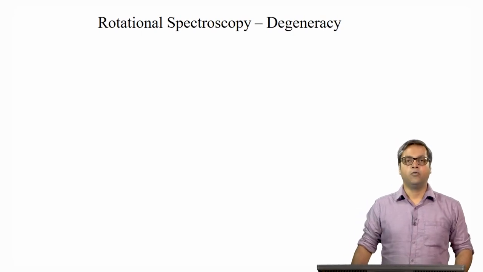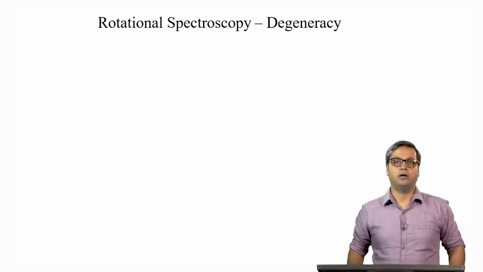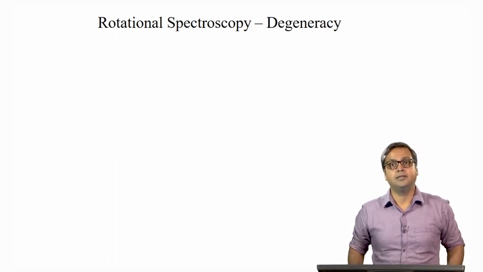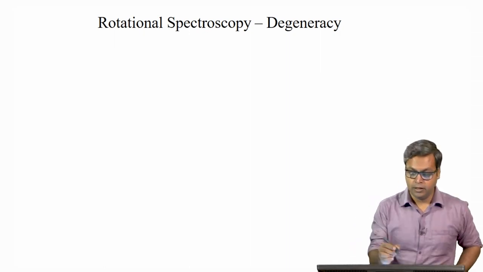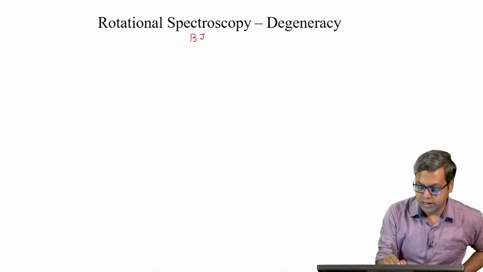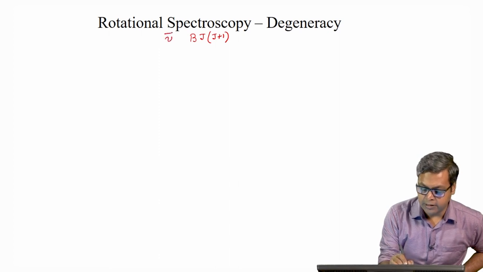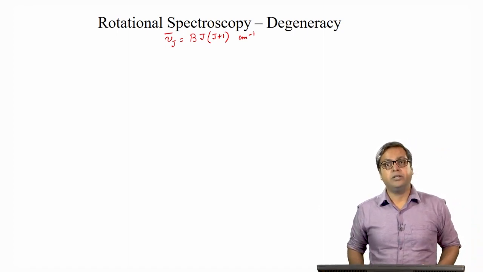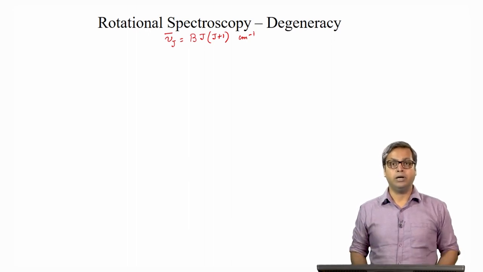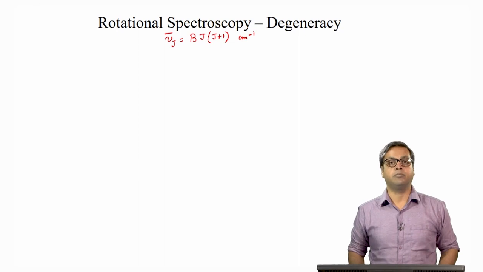Hello everyone, welcome to this lecture. So far, in the earlier lectures on rotational spectroscopy, we have only considered the energies of different rotational levels. We saw that the energy is given by B times J plus 1. So, this is the energy nu bar J in wave numbers. That is, the energy depends on only one quantum number J, the rotational quantum number.